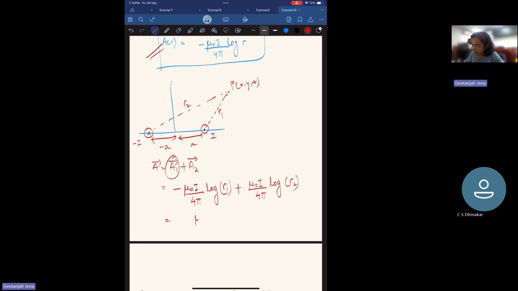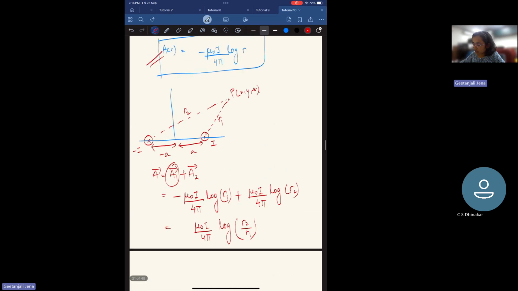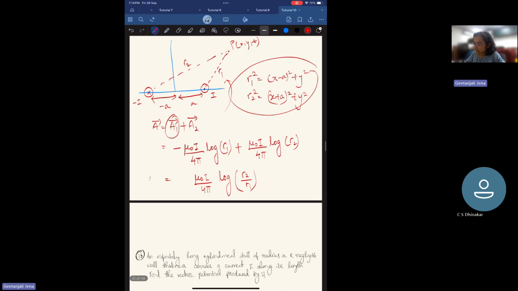So this will give mu naught I by 4 pi log R2 by R1. And R1 and R2, you can see in this figure. R1 square is (x minus a) square plus y square. R2 square is (x plus a) square plus y square. So this will be the vector potential due to two parallel wires which are carrying current in the opposite direction.